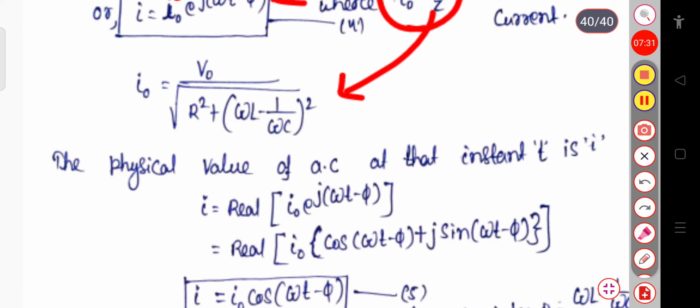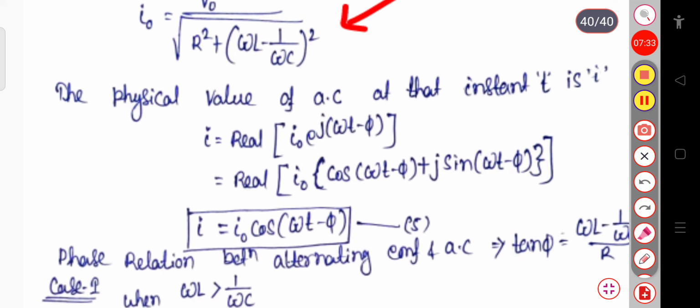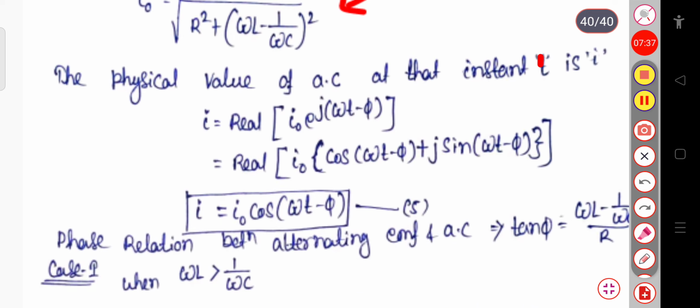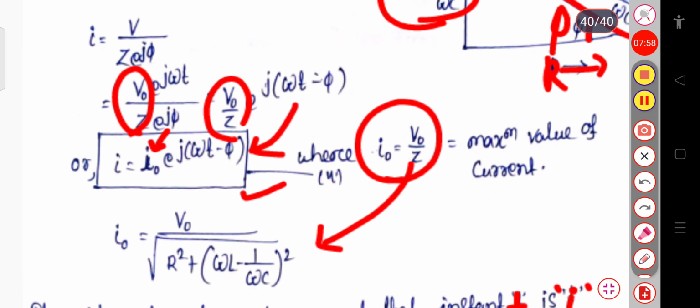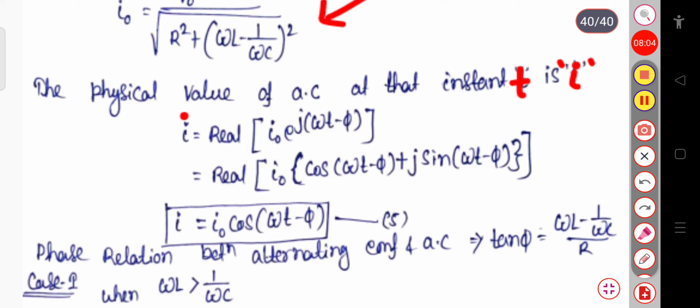Now if I want to calculate the physical value of the alternating current at that instant t, suppose this alternating current is I. So here we can write I will be equal to the real part of I naught exponential j (omega t minus phi). You can see the value of I in equation 4, I equal to I naught exponential j (omega t minus phi). So in that place we write the real part, since here I am writing the physical value of the alternating current, meaning the current that we will give.